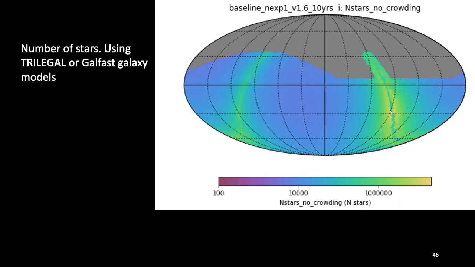We have a metric to look at how many stars we expect to detect across the sky, and we're using the TRILEGAL or GalFast galaxy models. They tend to give similar results, but we can say for different simulations how many stars do we expect to end up in our final catalog.